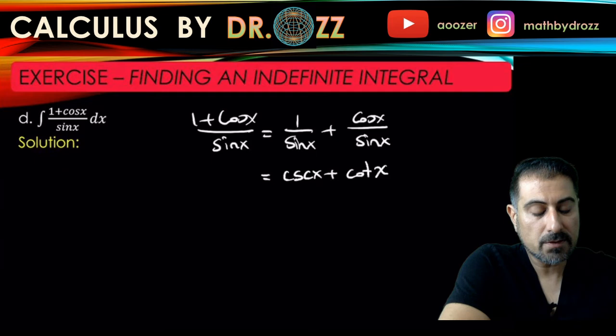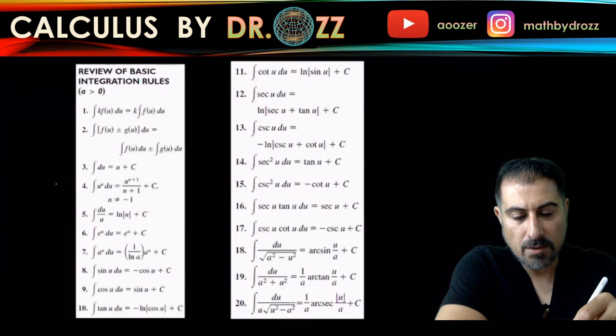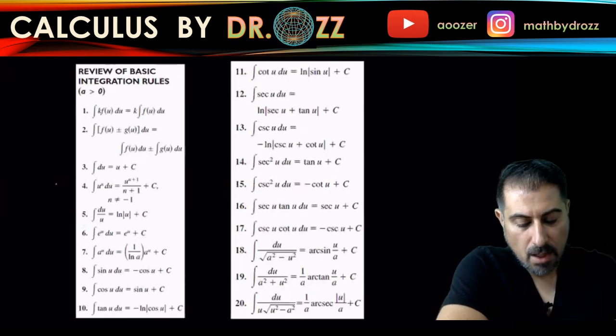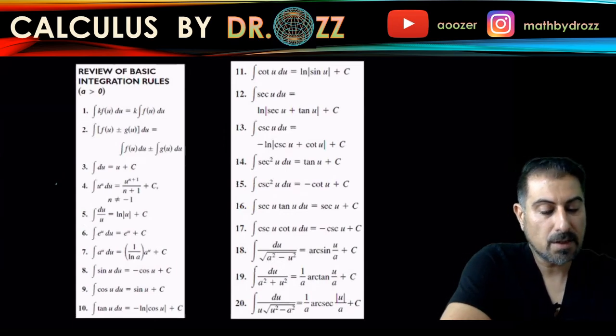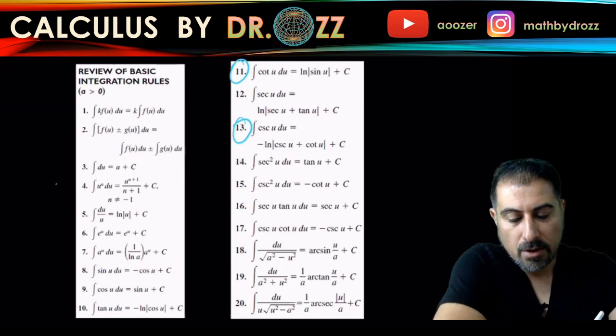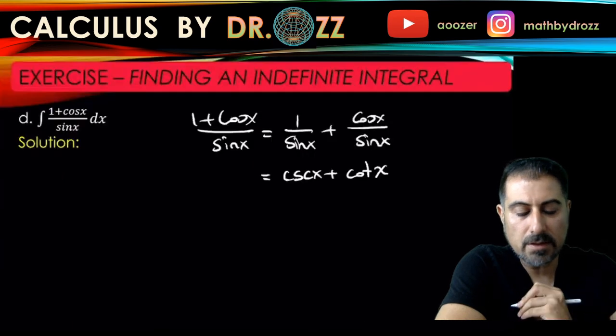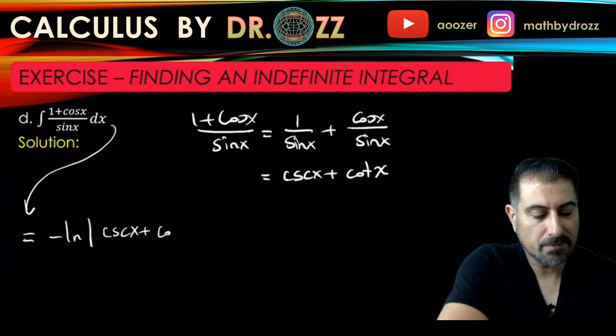That's good news because cosecant and cotangent have their separate formulas here. Cosecant is number 13 and cotangent is number 11. So all I'm going to do is utilize these two formulas for u equals x because I have cosecant x and cotangent x. I'm just going to copy those down back here. So therefore, this integral is equal to minus ln the absolute value of cosecant x plus cotangent x. That takes care of the first integral, cosecant x.